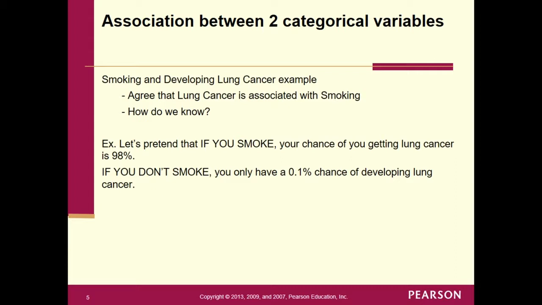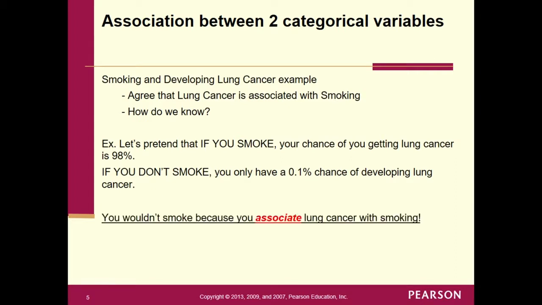So let's look at it in the opposite direction. If you don't smoke, you only have a 0.1% chance of developing lung cancer. So notice the big differences there. Huge differences. If the medical community told you that, and it was absolutely true, I think most people would say, oh geez, that means smoking and lung cancer are associated. One is dependent upon the other. So like my statement says here, you wouldn't smoke because you associate lung cancer now with smoking. Why? Because you have such a huge difference in these percentages. You've got 98% here versus just a 0.1% chance down there.